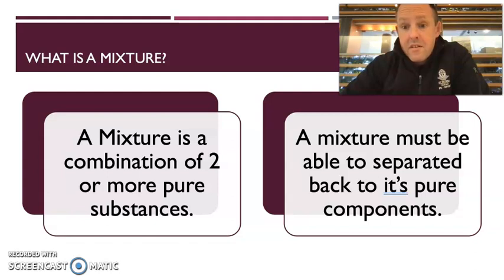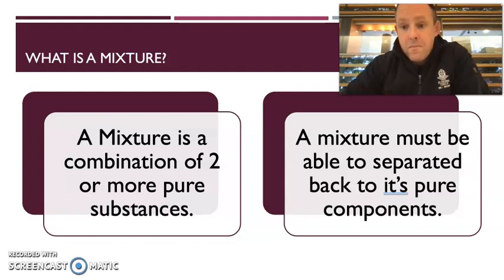Pretty much whenever we take two or more pure substances and combine them, we can create a mixture. Now there's different types of mixtures because different substances will combine differently and different states of matter will combine differently. But what we've got to take into account is that it's that combination of two or more pure substances. One thing we need to be able to do with the mixture is separate it back into those pure components.